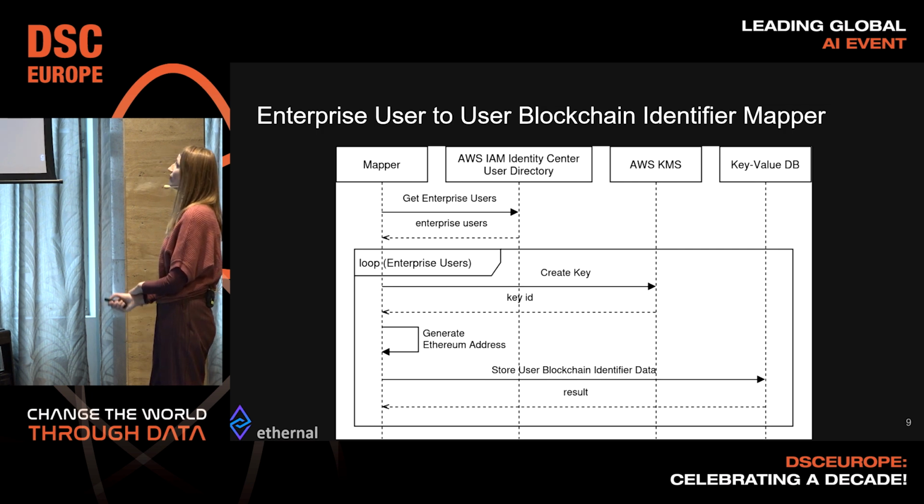And now that we have keys stored in KMS, we are able to export the public key and generate the address, and together with the user attributes and information like key ID and Ethereum address, we can store user blockchain data in a key value database.